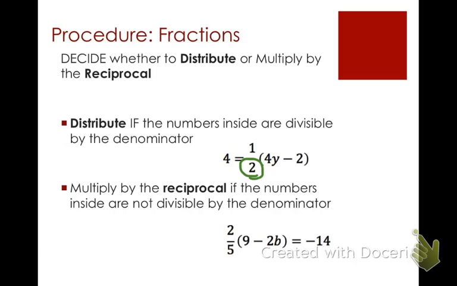On the other hand, if we have something like this, 2/5 times 9 minus 2b equals negative 14, well, 5 isn't going to go into 9 very nicely, and 5 is not going to go into negative 2 very nicely either. So instead of distributing, in this case, it's going to be easier to go ahead and just multiply by the reciprocal. So remember, 2 over 5, the reciprocal of that is 5 over 2.